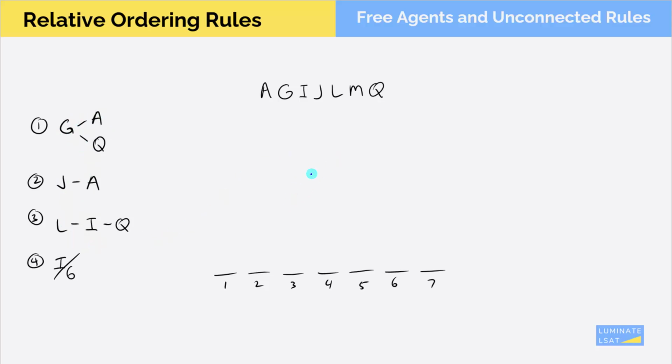That should end up looking something like this, where G is before A and Q, J is before A, and L is before I is before Q. I've checked off these rules because I've already combined them together and I don't need to worry about rules 1, 2, and 3. How do we handle this I not in 6? Well, I'm going to start by drawing a restriction underneath the 6th spot. I can't go in 6. But I also want to add this restriction directly to my I in my diagram. It just makes it a little bit easier to remember that I never goes in 6.